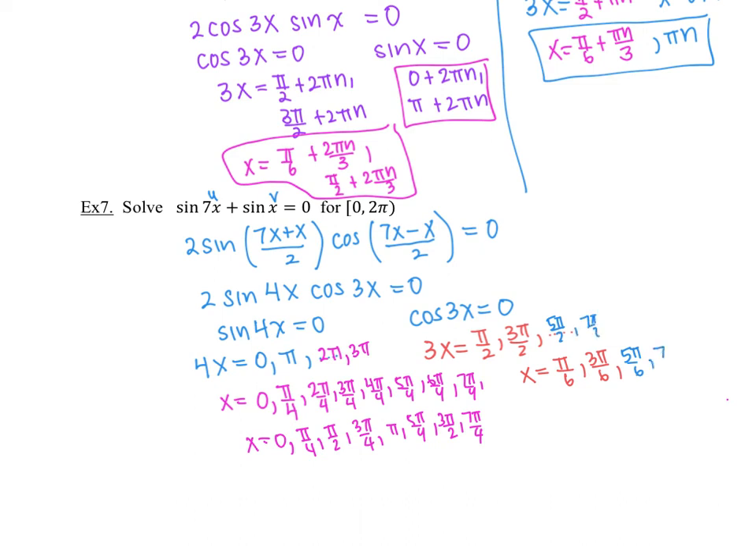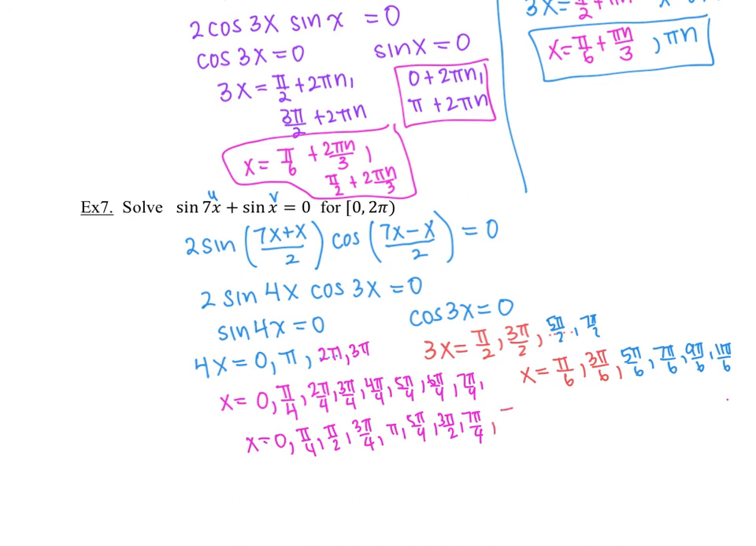So 7 pi over 6, that's still okay. 9 pi over 6 is okay. 11 pi over 6 is okay. What about 13 pi over 6? 13 pi over 6 is higher than 2 pi, so this answer is not okay. So instead of 2 answers, I actually got 6 answers. I got 3 times as many. Let me simplify them and get rid of some repeats.